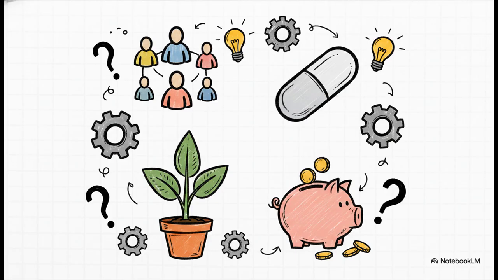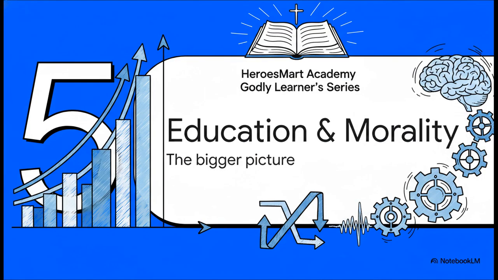Number 3, a plant multiplies its size by 1.5 every day, starting at 4 centimeters. And number 4, a savings account decreases 10% monthly, starting at $500. Setting these up on your own is absolutely going to solidify your understanding of how to translate the real world into algebra. And our final section, number 5, education paired with morality, the bigger picture.